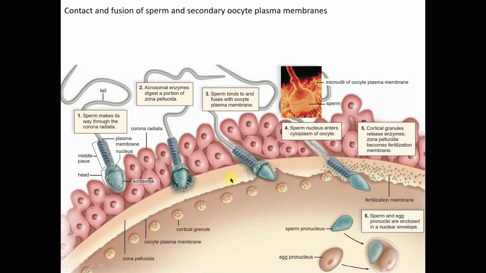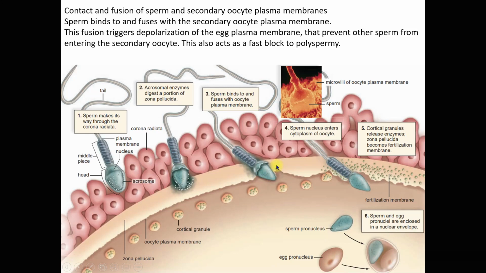Next, contact and fusion of the sperm with the secondary oocyte plasma membrane. The sperm cell must contact and fuse with the secondary oocyte plasma membrane. Again, this is the secondary oocyte plasma membrane. So now we are here. The sperm will bind to and fuse with the secondary oocyte plasma membrane. You can see in this diagram the sperm binds and fuses with the plasma membrane of the secondary oocyte.